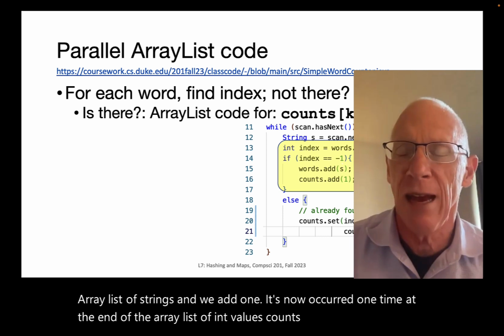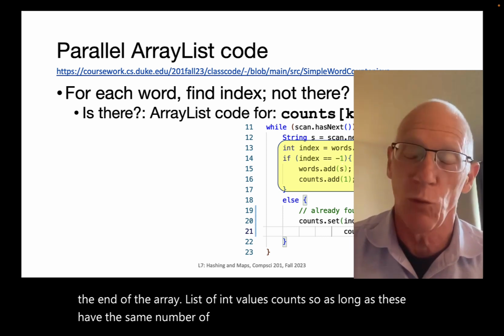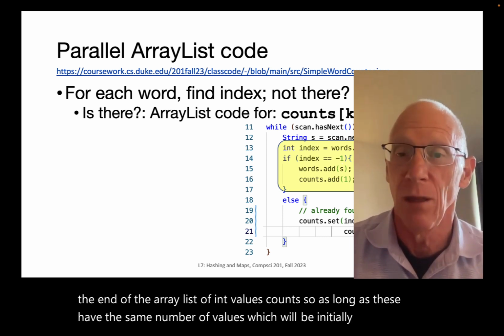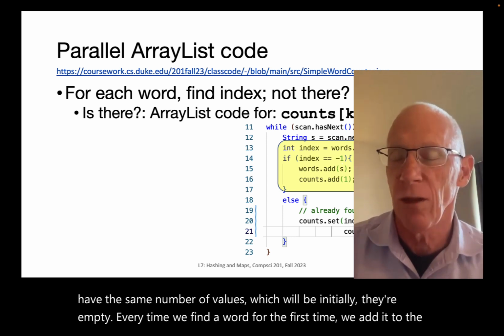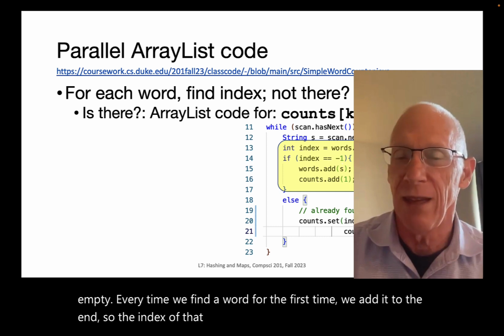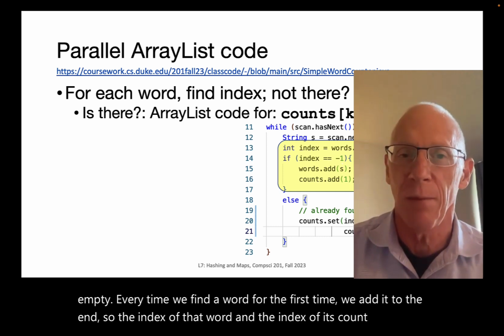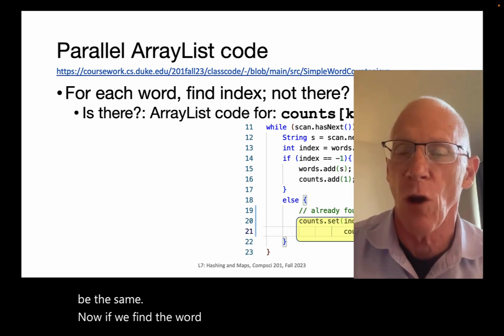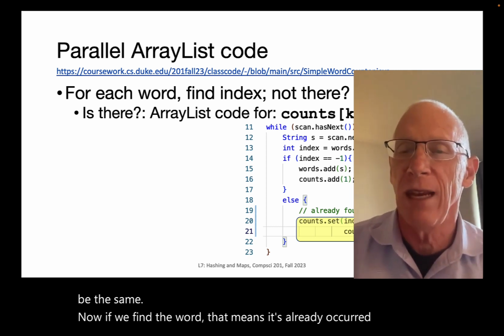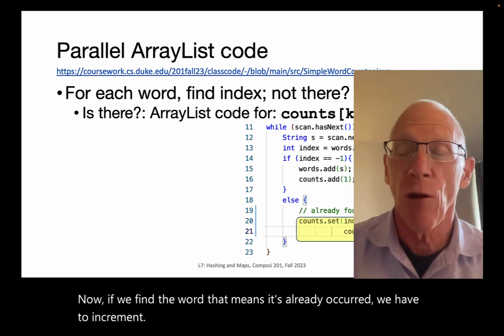So as long as these have the same number of values, which they will, since initially they're empty, every time we find a word for the first time, we add it to the end. So the index of that word and the index of its count 1 will be the same. Now, if we find the word, that means it's already occurred, we have to increment the parallel value.